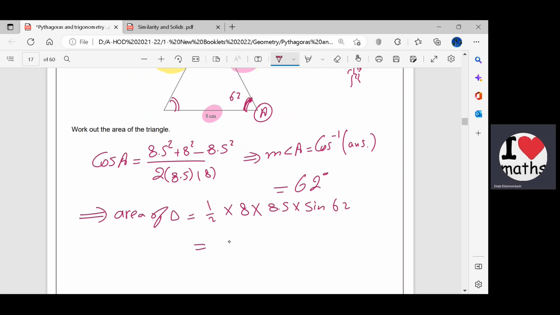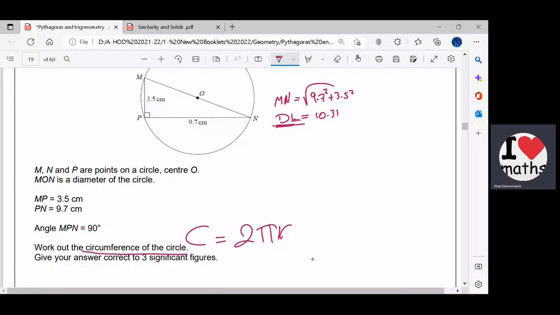And they are asking to find out the circumference of the circle. Who can tell me about the circumference of the circle? 2 pi r, but no square. Pi r squared is the area. So the circumference is 2 pi r. Diameter equals 10.31, so the radius is 5.15. So I can find out the circumference of the circle. It will be 2 multiplied by pi multiplied by the radius.